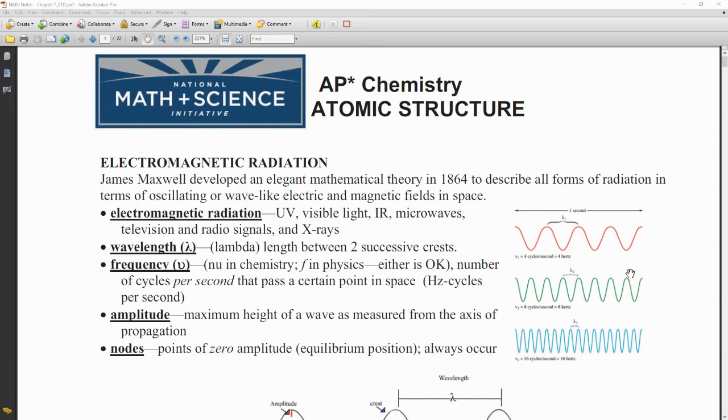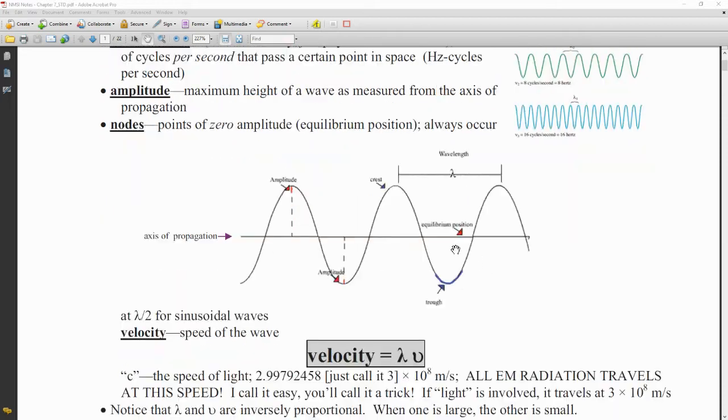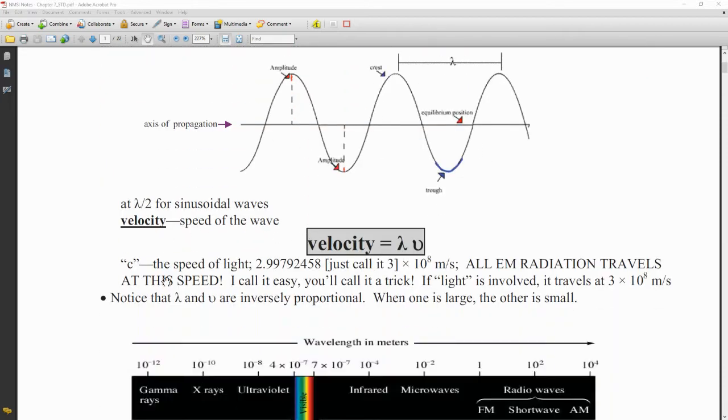Wavelength is lambda, and that distance from crest to crest. And frequency is a Greek letter nu. Sometimes it's written as F in physics. Either one is really okay, but we measure that in hertz. And again, the longer the wavelength, the lower the frequency. So hopefully this top part is review.